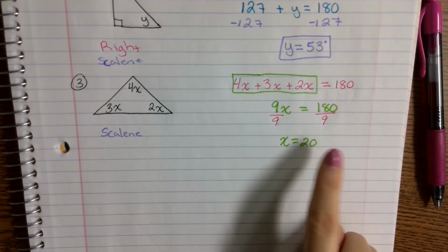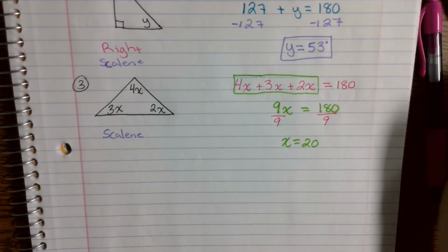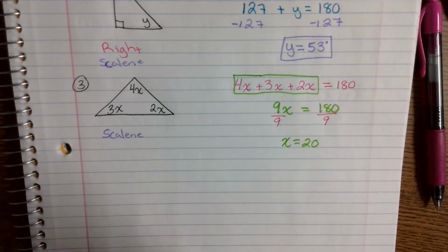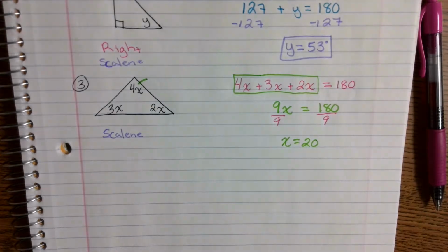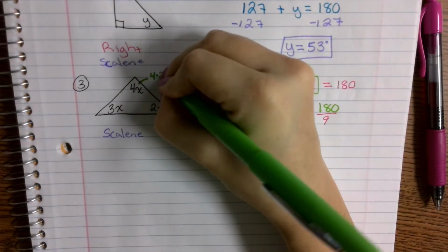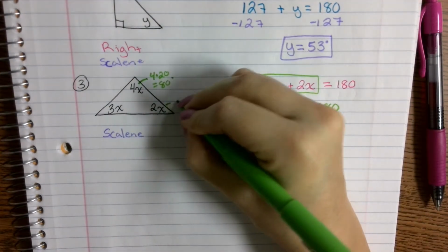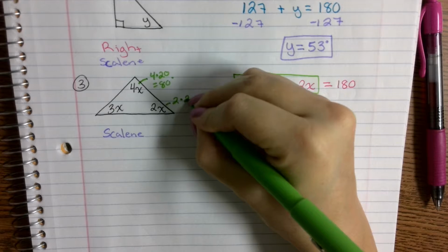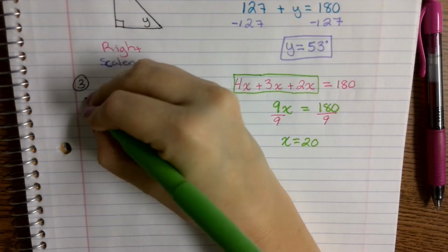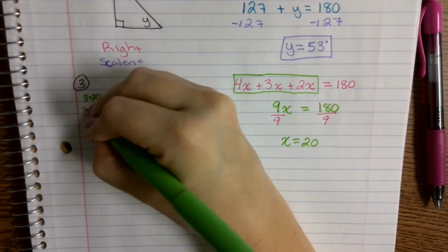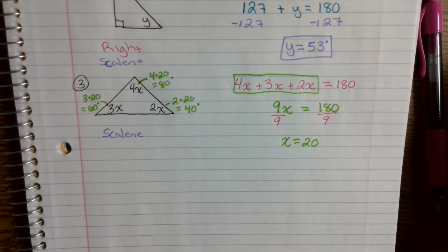You got to evaluate what it would be if you plug the 20 in. So we would have to do 20 times 4, 20 times 2, 20 times 3. So if we do 20 times 4, what is that going to give us? 80. So that's going to equal 80 degrees. If we do 2 times 20, what is that going to equal? 40. And then if we do 3 times 20, we're going to get 60. So then now what type of triangle is that? Acute.